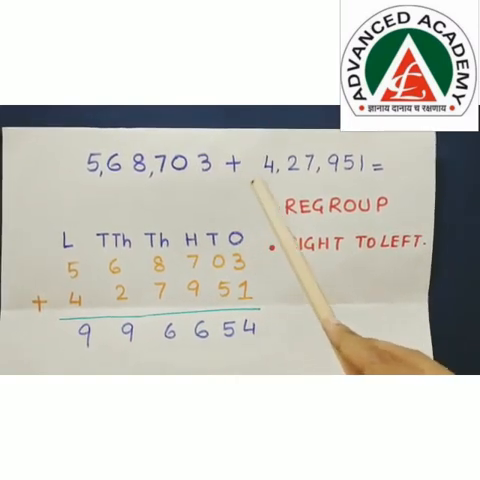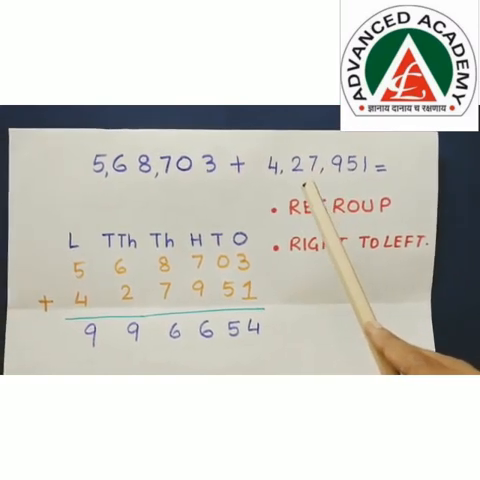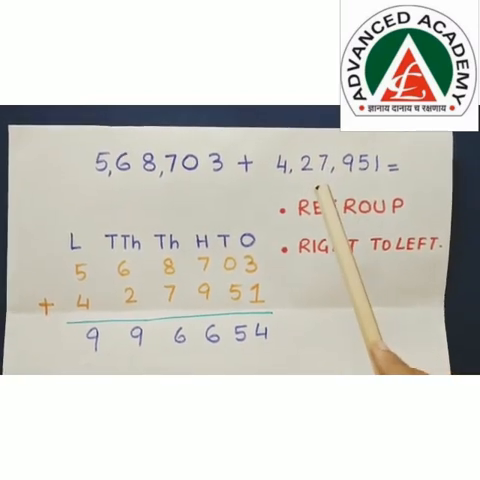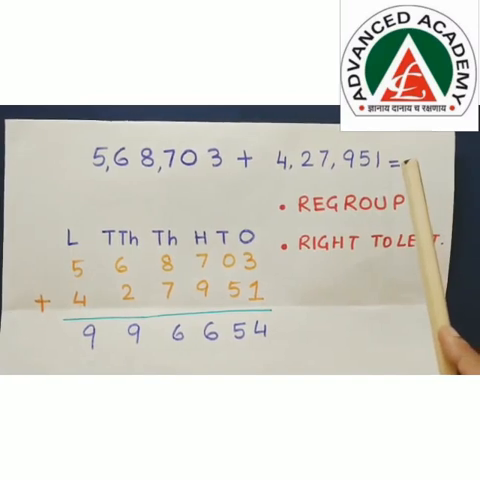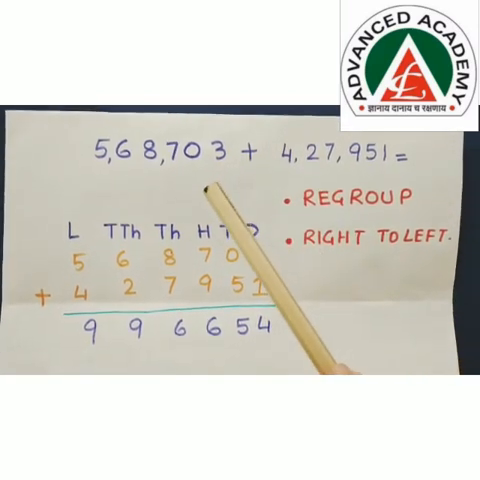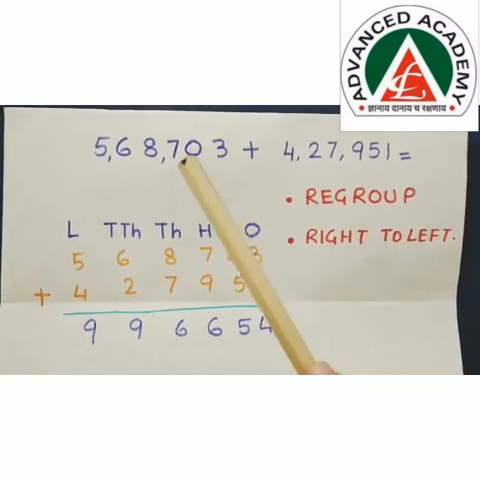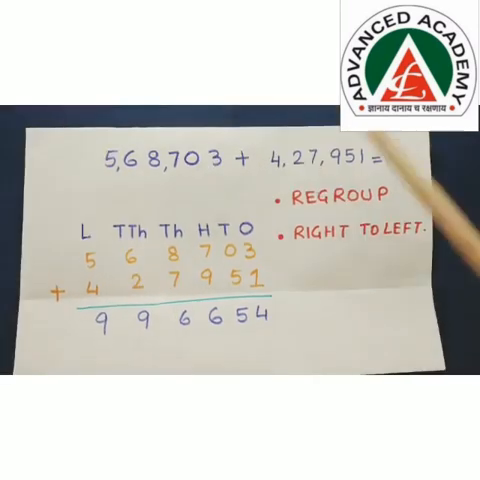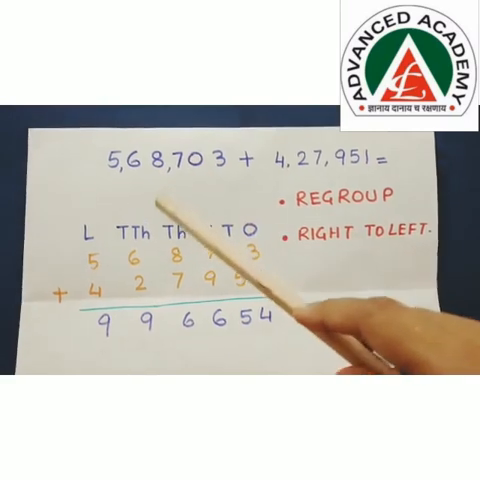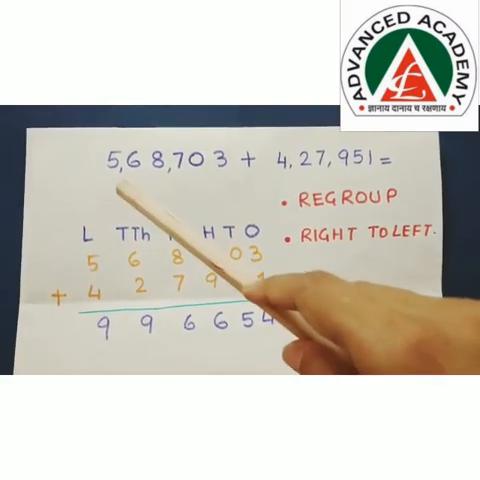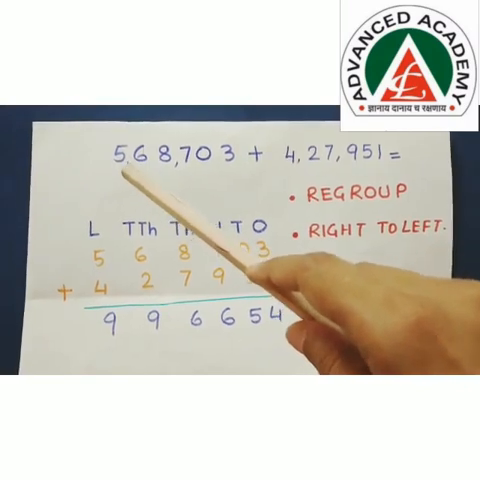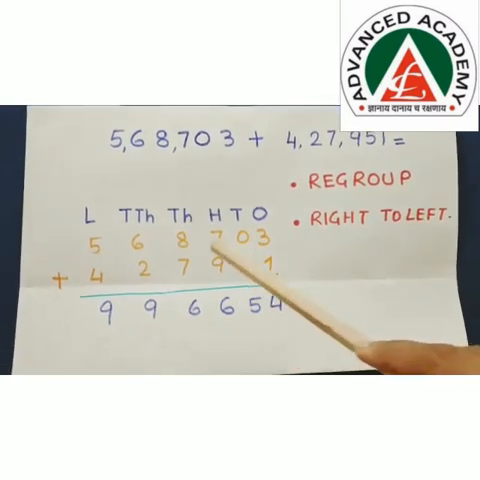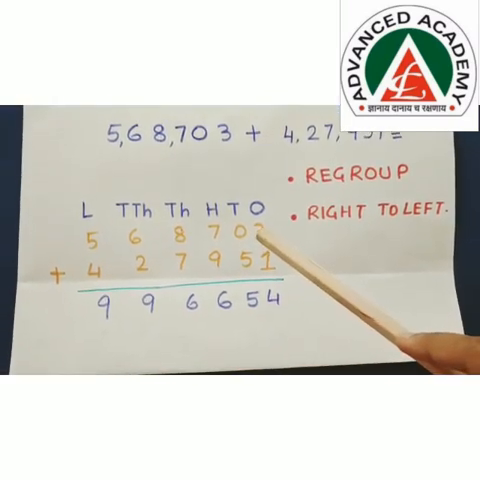Now let's see in this example. 5,68,703 plus 4,27,951. These two are addends and we have to take out the sum. If these numbers were smaller numbers, we could have done in this manner. But these are larger numbers. Now we will regroup these given addends. So let's take the first number, that is 5,68,703, and regroup them according to their place value.